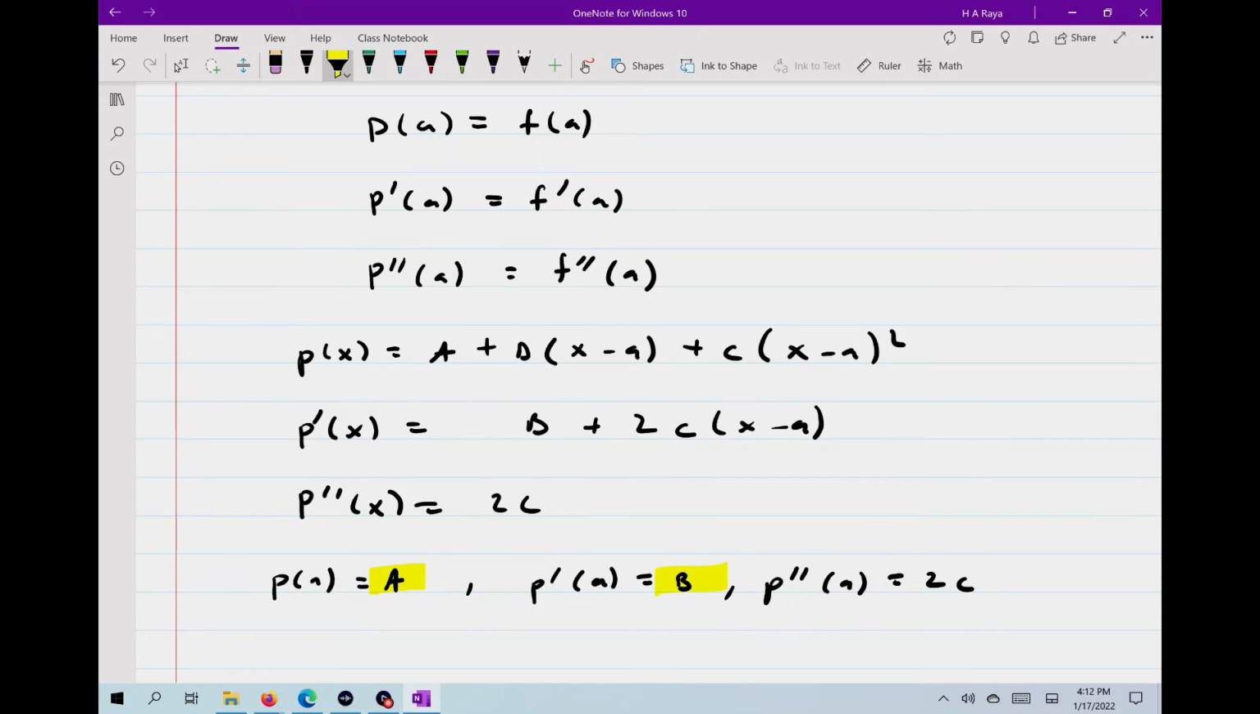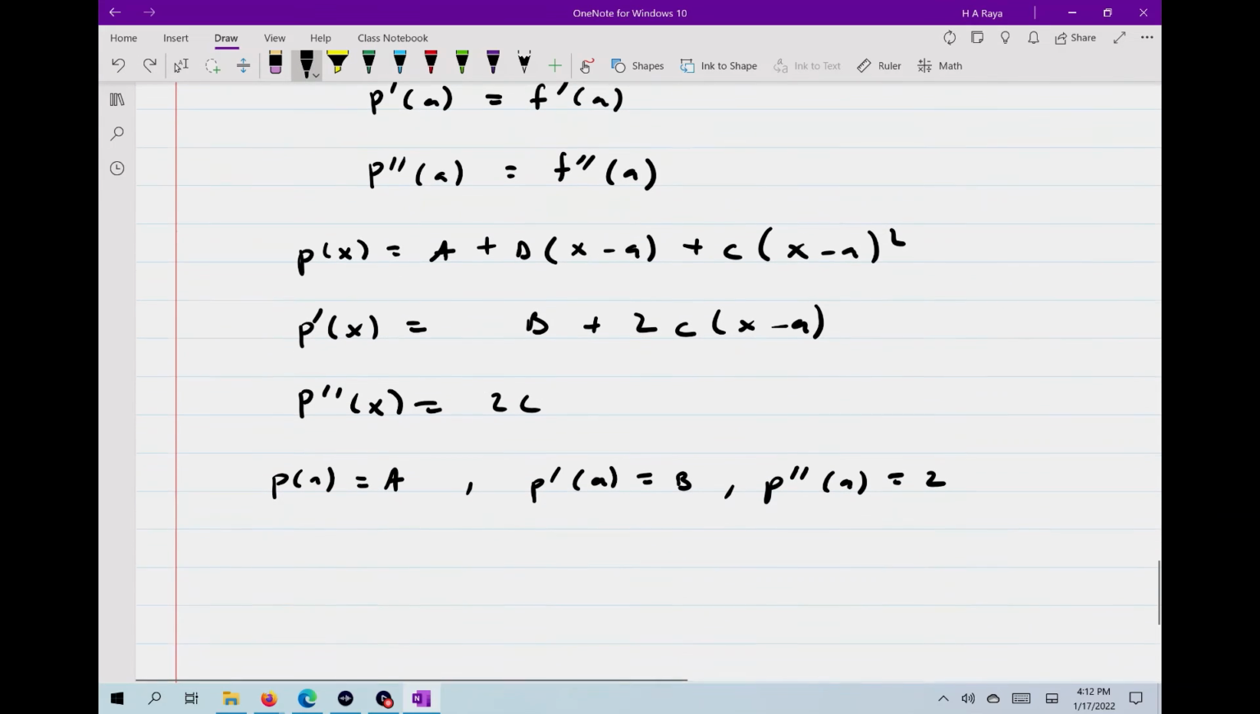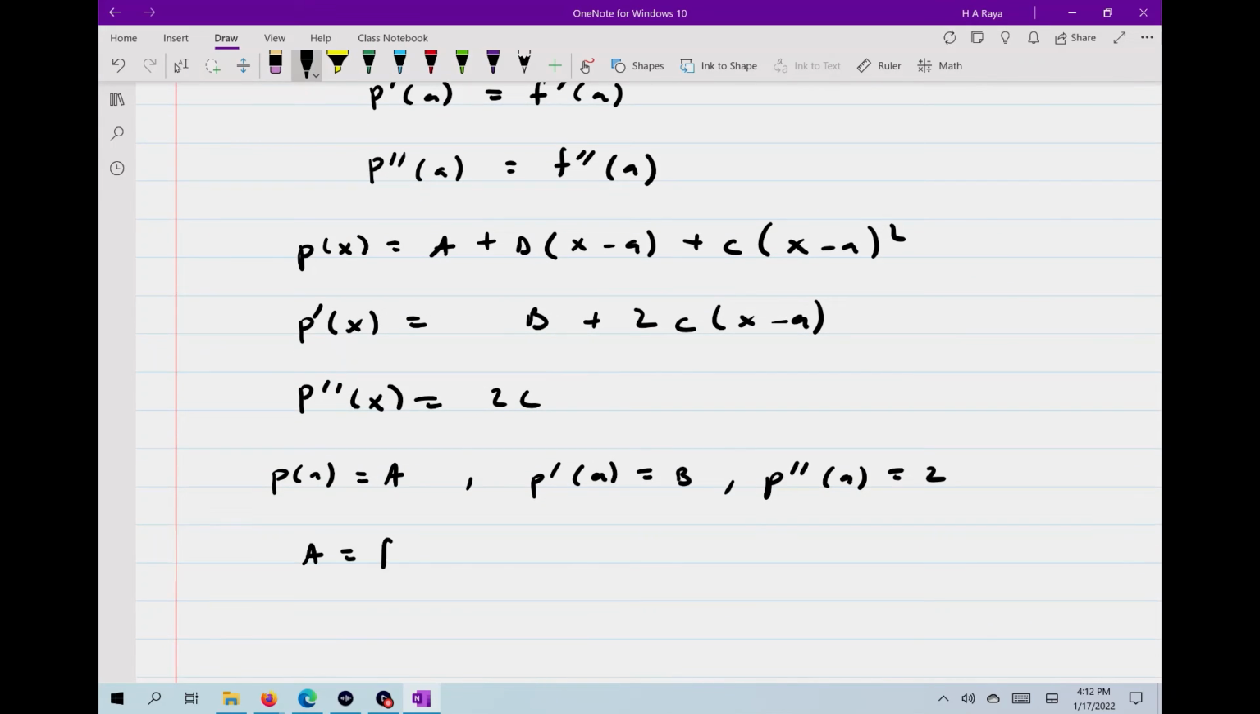Taking these three values and placing them in the appropriate slots in our requirements would tell us that a would be equal to f of a, b would be equal to f prime at a, and c would be equal to f double prime at a divided by 2.